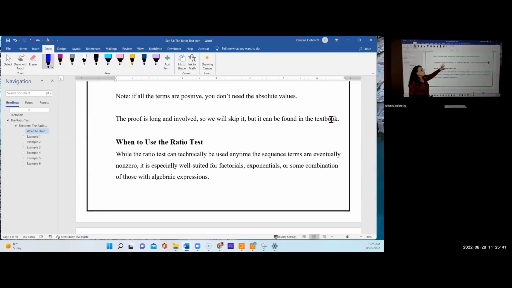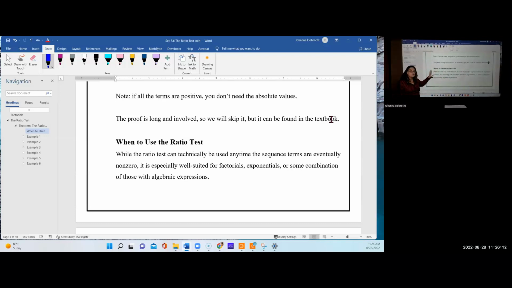The proof of this is pretty long and involved, and it's got the comparison test and another test in it, so we're not going to go through the proof of it, but you can find it in the textbook. We're just going to apply the ratio test. So when do we use the ratio test? When is it ideal for using the ratio test? Technically, it can be used anytime, provided the tail of the sequence at some point, all the terms are non-zero.